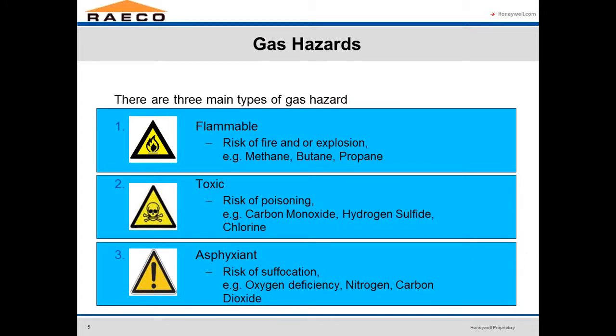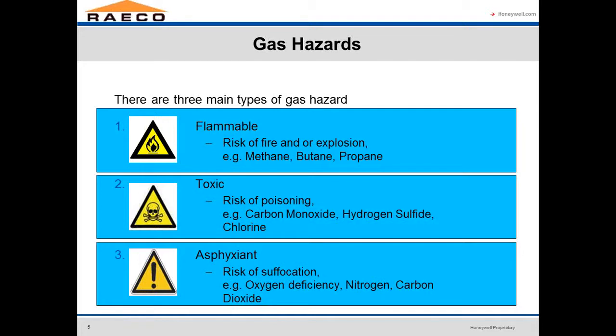So, the three main types of gas hazards, again, are flammables, toxics, and asphyxiants. Flammables have a risk of fire and/or explosion. Those types of gases are methane, butane, and propane. Toxic gases carry a risk of poisoning and causing ill health effects to humans. Some of those gases that are commonly known are carbon monoxide, hydrogen sulfide, chlorine, and ammonia.